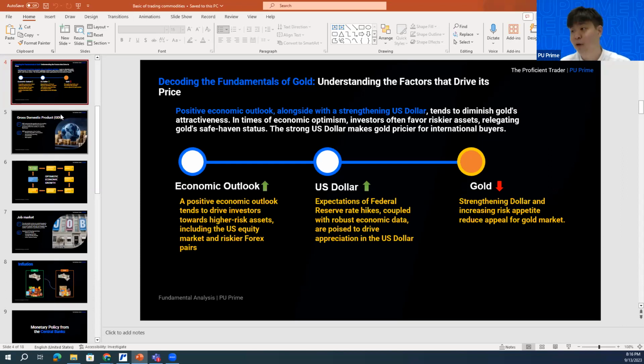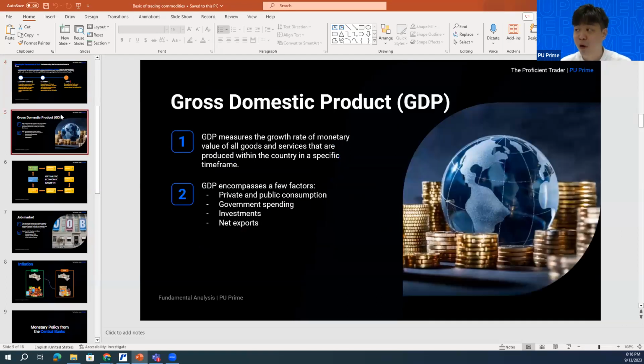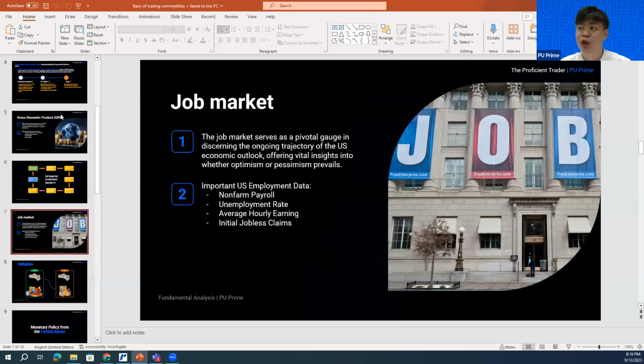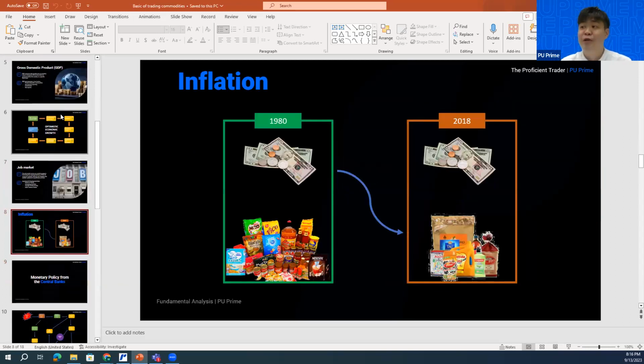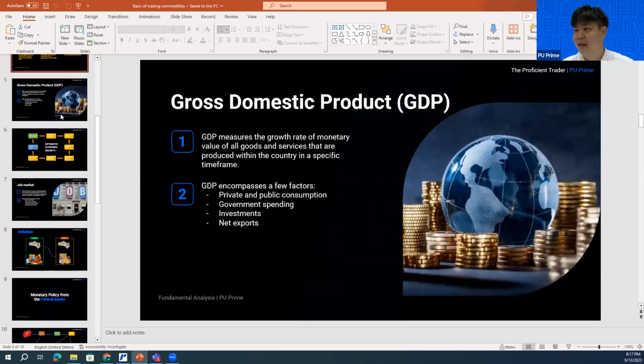There are tons of economic data in the market, so I summarize for you all. The most important economic data is the GDP data. The second important data is regarding the job market data, including the non-farm payroll and unemployment rates. And then the third thing is the inflation data. They are going to have a significant impact on gold. Later, we will experience it already after the CPI data release. So this is the economic outlook.